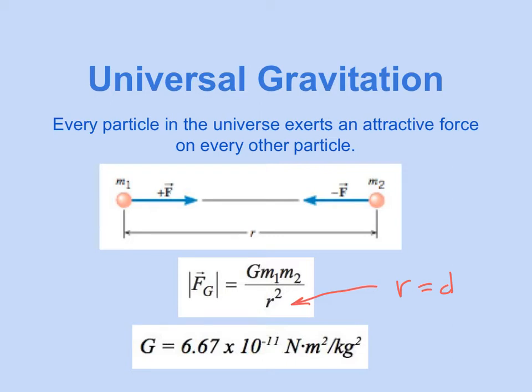When we're working with standard units, the constant that relates all of these things together is called the universal gravitational constant. It's shown here at the bottom of the screen. You might want to jot that down. 6.67 times 10 to the negative 11th. It's a very small value.